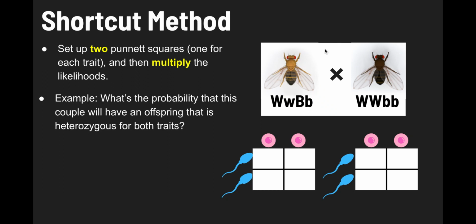We have the same couple of fruit flies right here. This is the male, this is the female. They have the same genotypes that we looked at a moment ago. Here's our question. What's the probability that this couple will have an offspring that is heterozygous for both traits? If you recall from a minute ago, we said the probability was 1/4. Or we said the probability was 4/16, which is equal to 1/4, which is equal to 25%. Okay, I want to show you how to get that answer using the shortcut method.